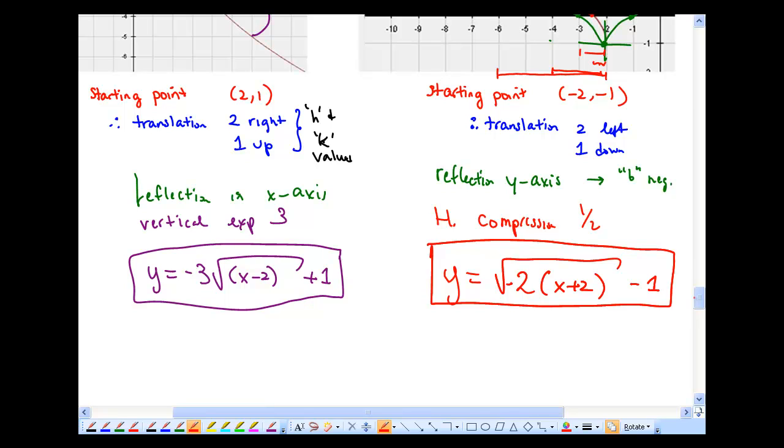Alright, one last example, and then we're done. I know, it looks pretty long, 6 pages, but not too bad.